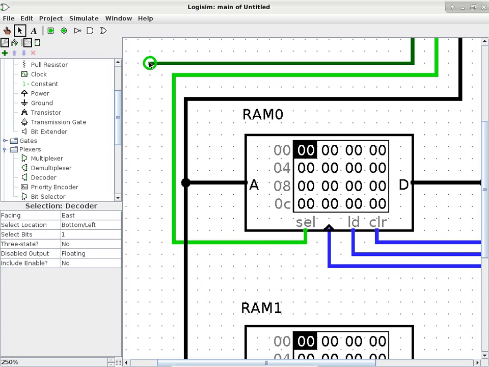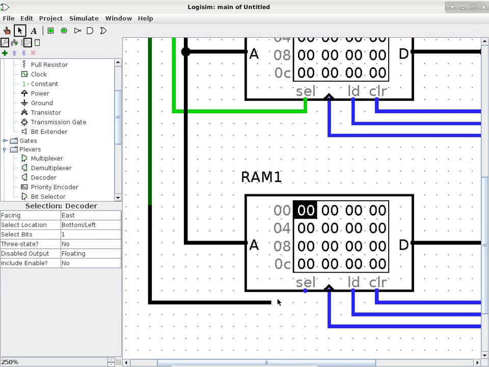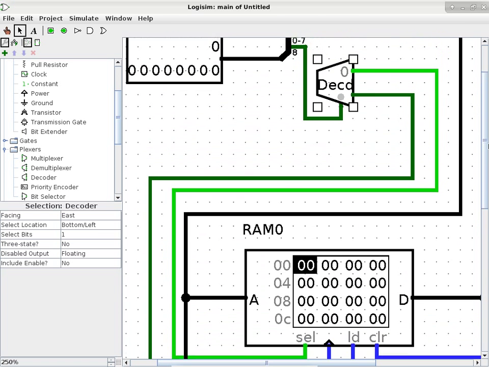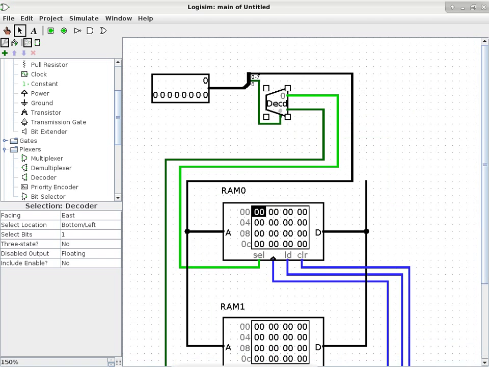And hook this one up to RAM 1, or the select line of RAM 1. All right. Is that making any sense? Go ahead. So the CPU is processing 9 bits. Yes. One of the bits is dedicated to the selection. Well, the CPU doesn't care, okay?